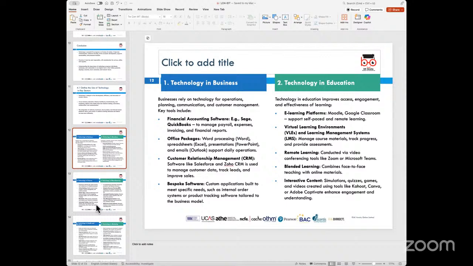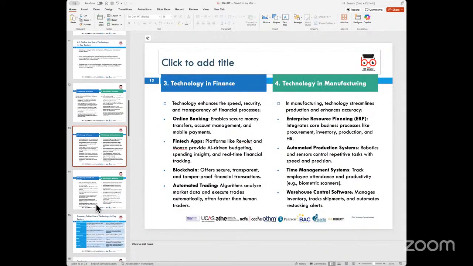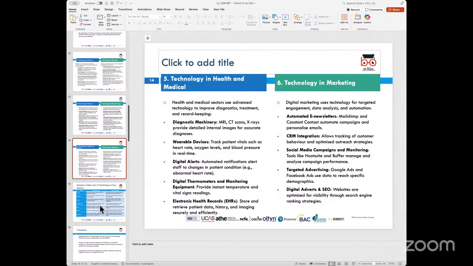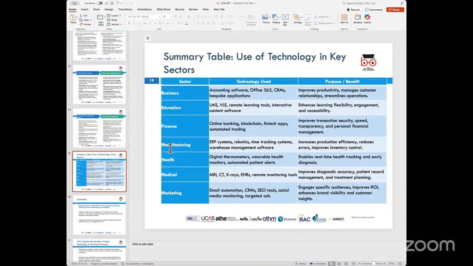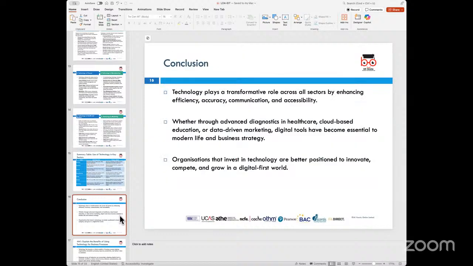But today, all this has been replaced by software. Obviously, people are competent. When companies employ them, they provide them training to be able to use those software, and that is allowing things to happen far more quickly and in a far more efficient and cost-effective manner. So you could look at picking out some examples in various areas when we talk about various sectors like business, education, finance, manufacturing, healthcare, medicine, and marketing. And that would help cover the first assessment criteria.